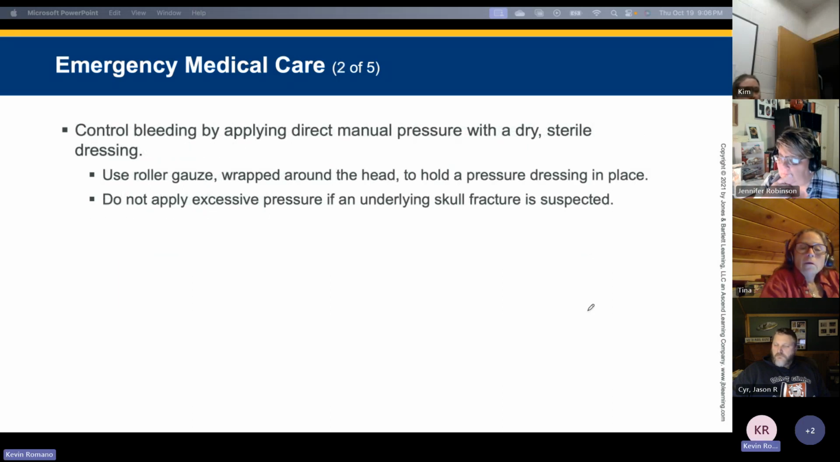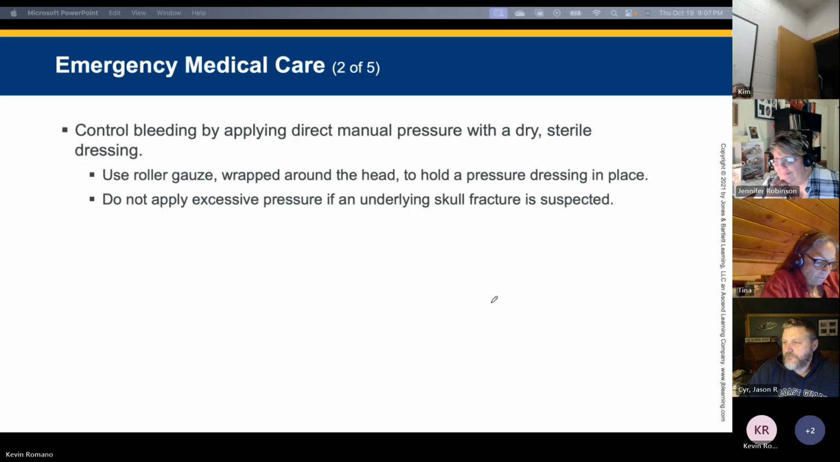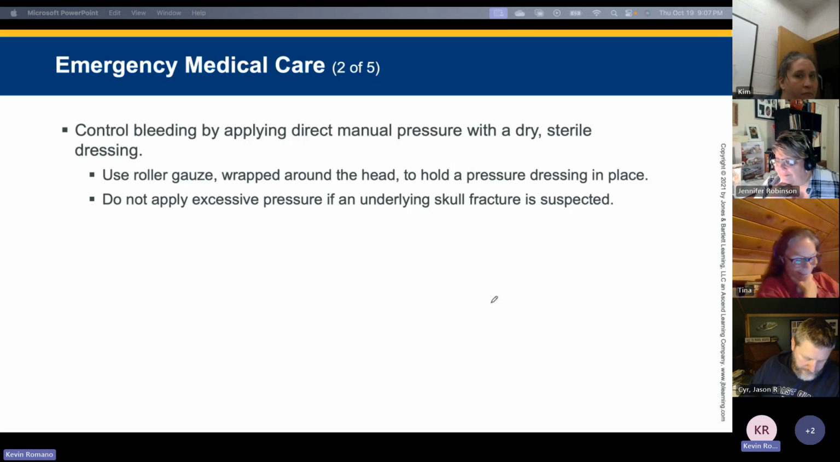Control bleeding, apply direct pressure with dry sterile dressing, roller gauze wrapped around the circumference of the head, and hold pressure to the dressing. Right. Please do not wrap dressing around someone's neck really tight. That'd just be a bad thing. Right. You really can't explain that to the doctors. Please do not apply excessive pressure if there's a possibility of underlying skull fracture. The last thing we want to do is put more pressure onto the brain.